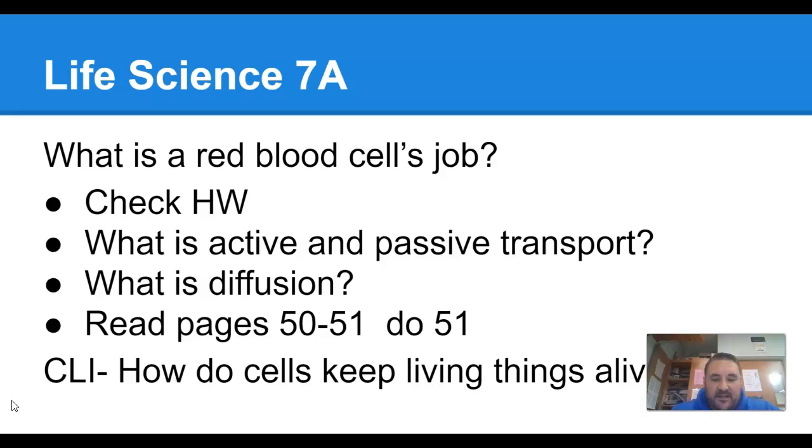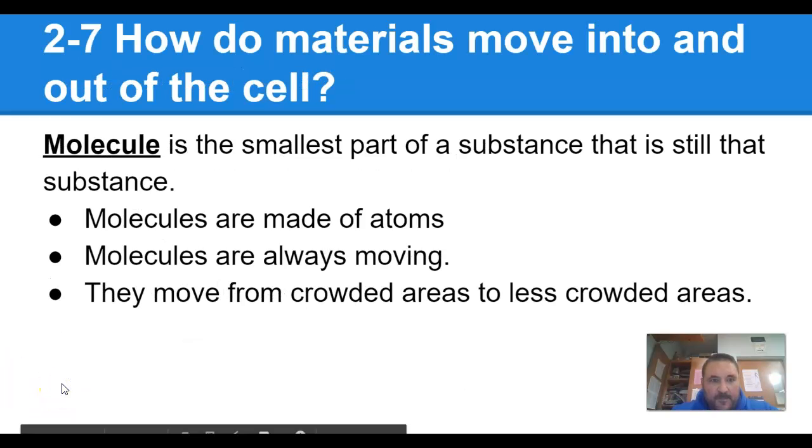Today, we're going to talk about active and passive transport. They are opposites. Specifically, diffusion is one of the big ones, osmosis, and then active transport. Pages 50 and 51, and then reading this. You have the review questions on page 51. How do materials move into and out of a cell?